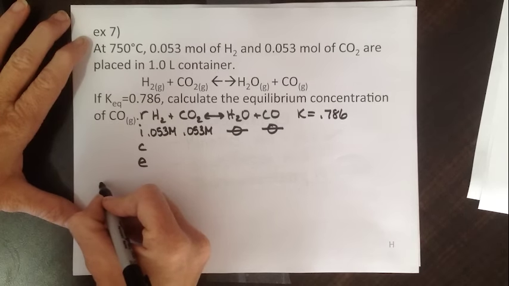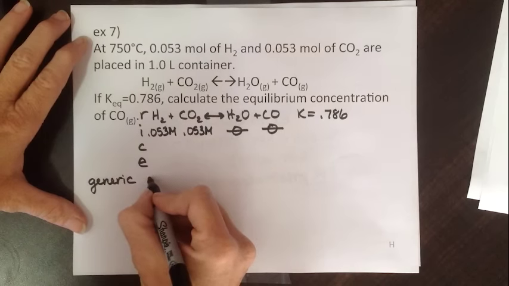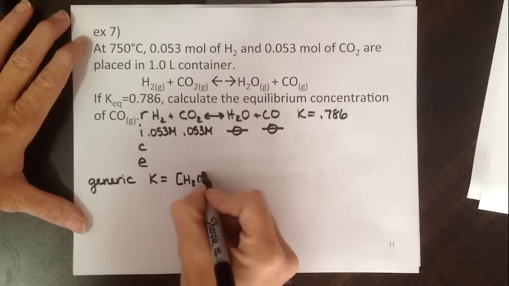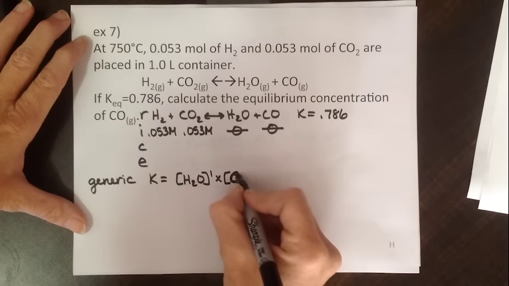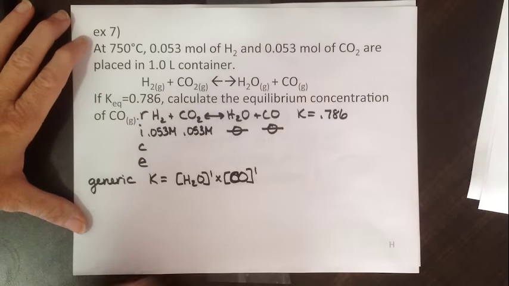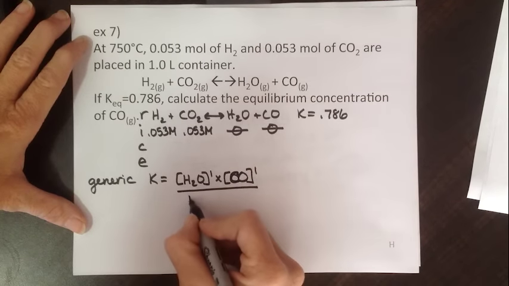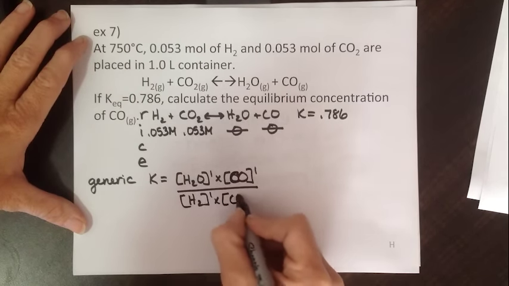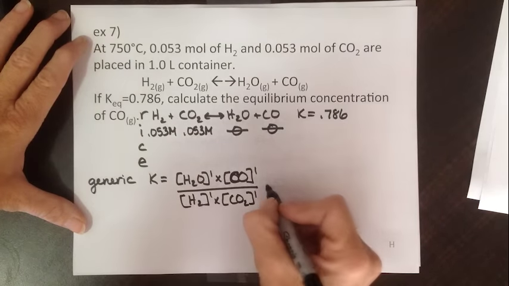So let's start with the generic. Sometimes you just need to have confidence and scooch on. So the generic is K equals products raised to the coefficient power times the other product, whoops, I miswrote, but you'll be fine, to the other coefficient power, that's carbon monoxide, divided by reactants raised to the coefficient power times the other reactant raised to the coefficient power.